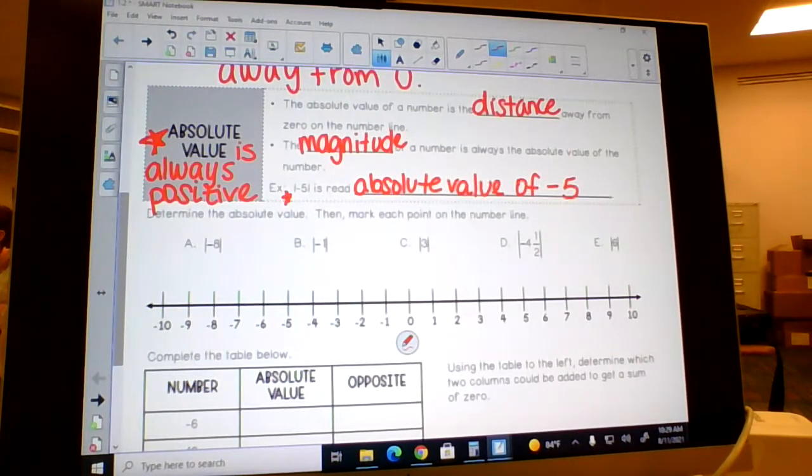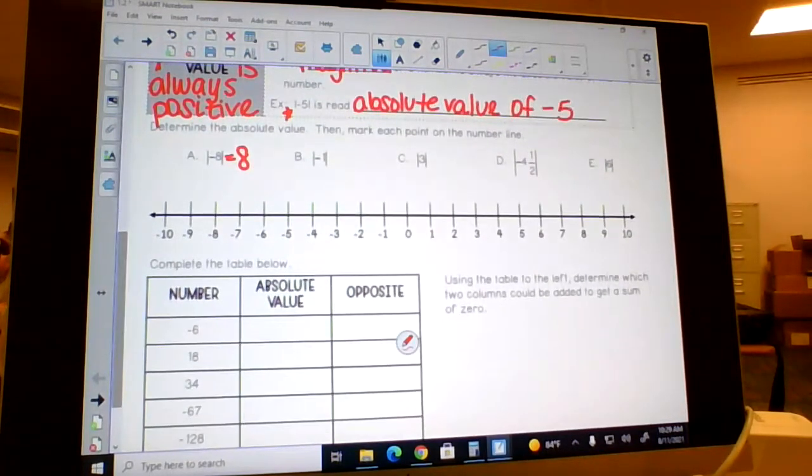Alright, so this next little section here says determine the absolute value and then mark each point on the number line. So we just said absolute value always makes the number positive, okay? So when I look at A right here, this is the absolute value of negative 8, which is positive 8. So I'm going to go to my number line, and I'm going to put a dot on 8, and I'm going to label that A. Why am I labeling it A? Because it's A.